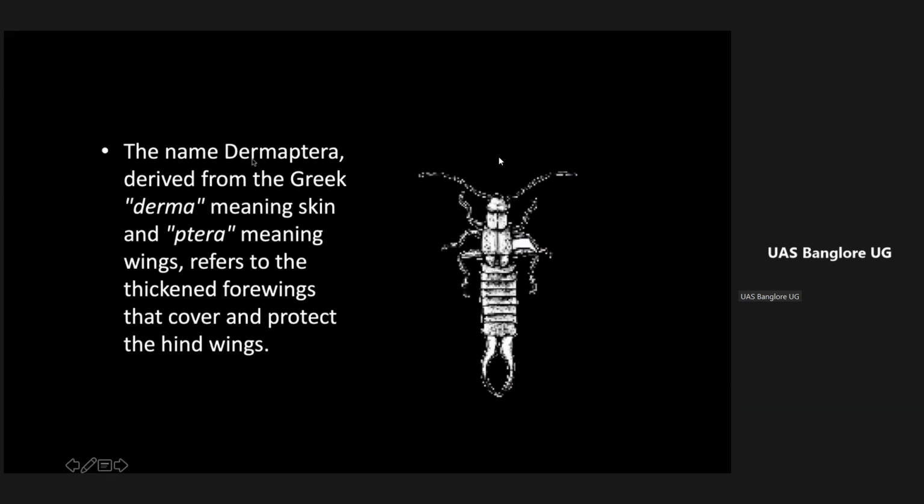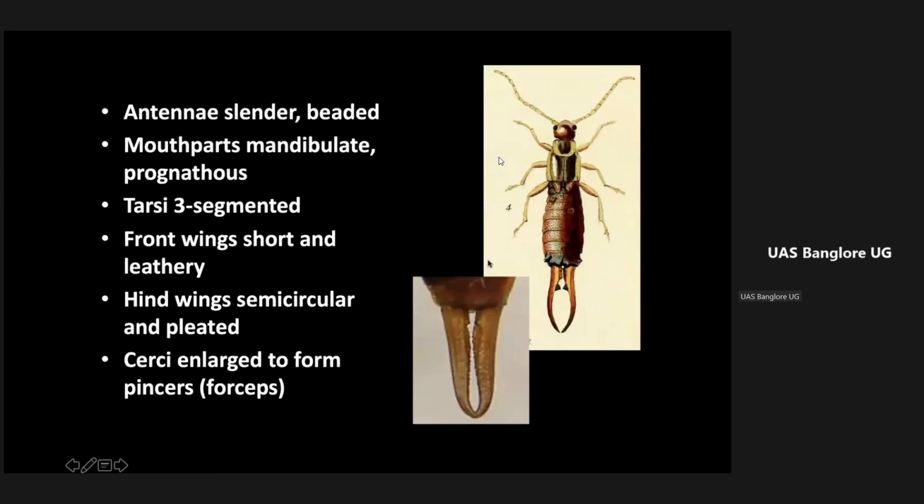Derma meaning skin and Terra meaning wing. So I said that it is known as Dermaptera and refers to the thickened forewings. You can see that the forewings are short and thickened, whereas hind wings are membranous. Antenna is beaded like. Slender mouth parts, mandibulate. Tarsi 3 segmented. Forewings are short and leathery. Hind wings are semicircular and pleated.